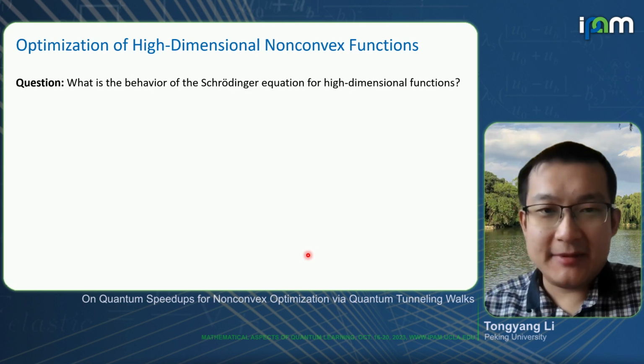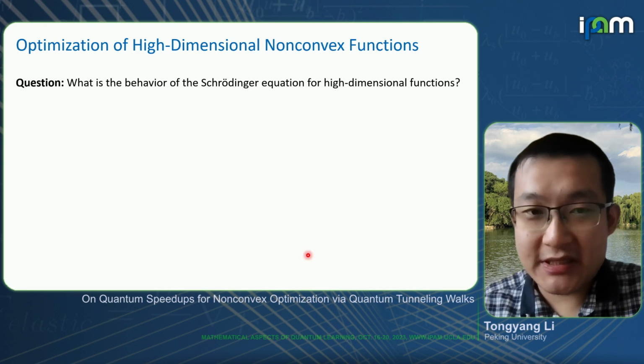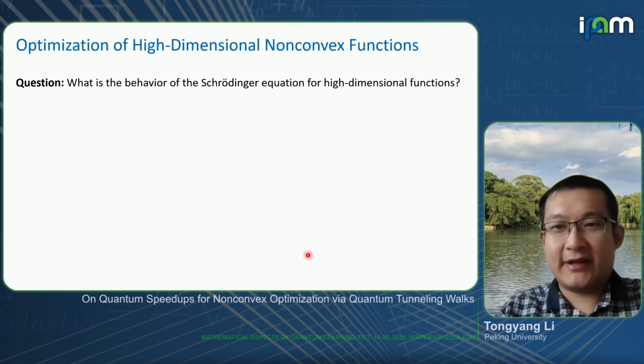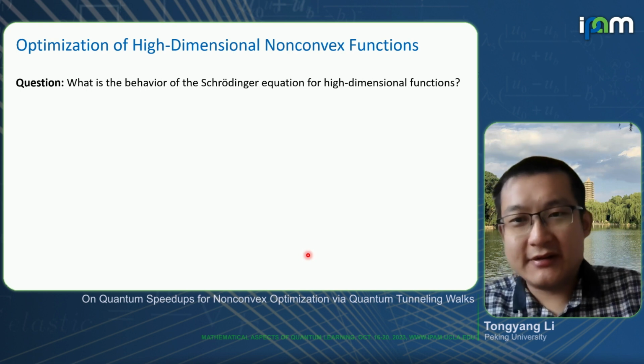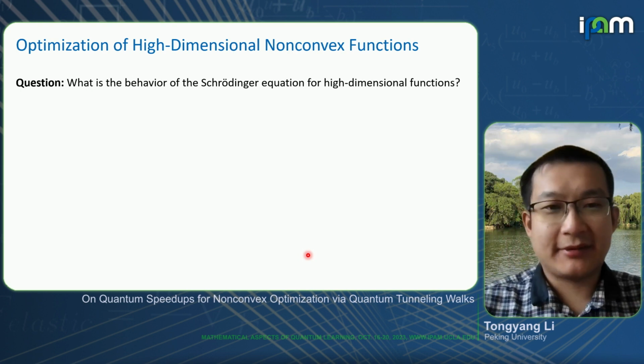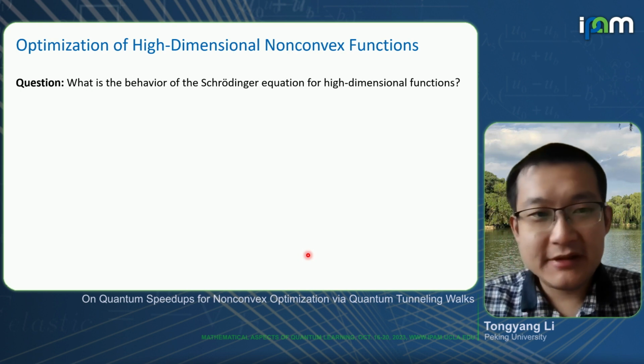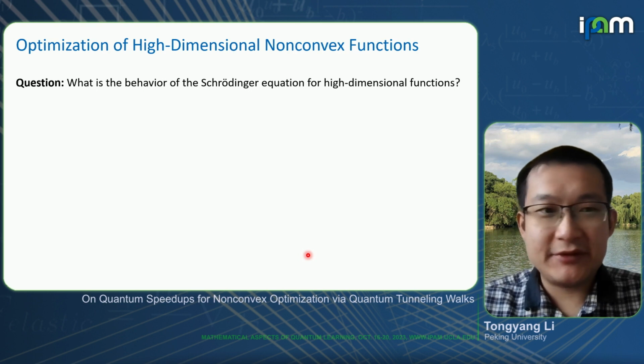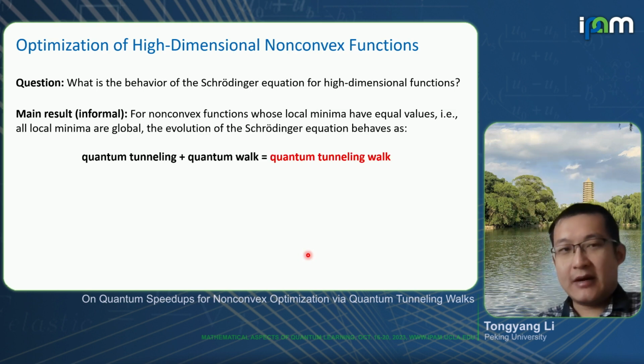I guess the main thing that I should explain today is: if you evolve the Schrodinger's equation for solving such a high-dimensional optimization problem, what is the behavior? This is the most important question that we should address. And I think this is our main result.